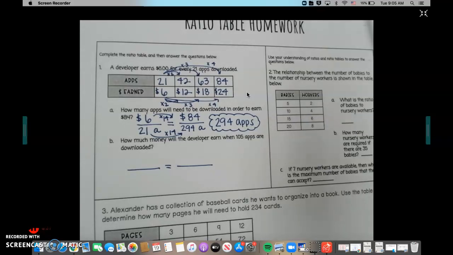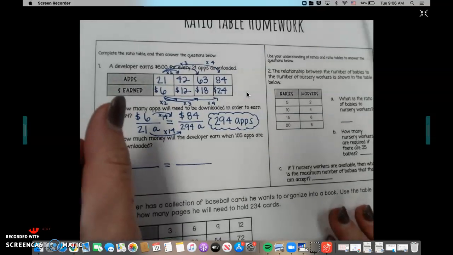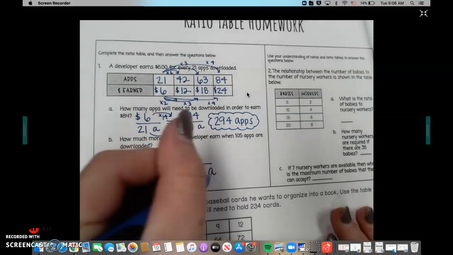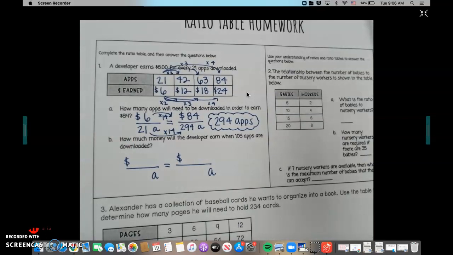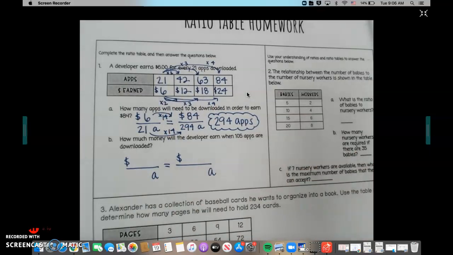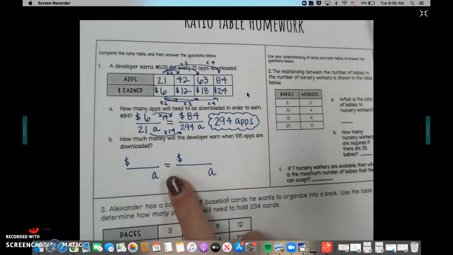Okay, what's the next thing you're going to put in there? The labels. Good job. What are the two things that we're talking about? Apps and money. What goes on top? Money. What's on the bottom? Apps. Okay. On the left side, you guys can grab any ratio in there, and then you're just going to fill in what the problem gives you. So we're going to let you do that one with your team today.